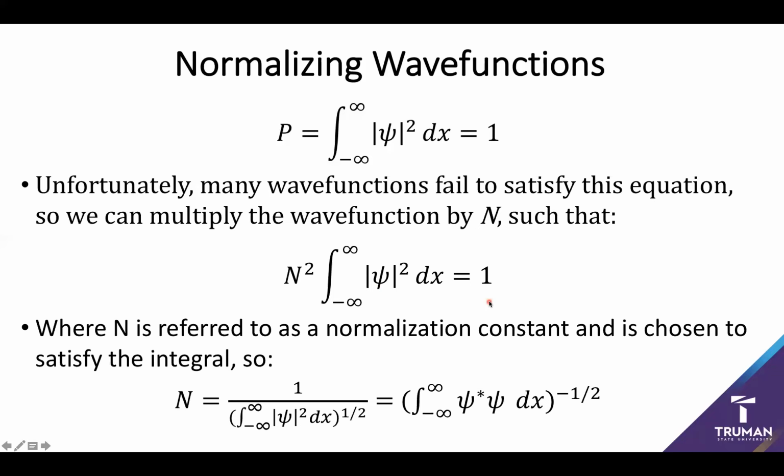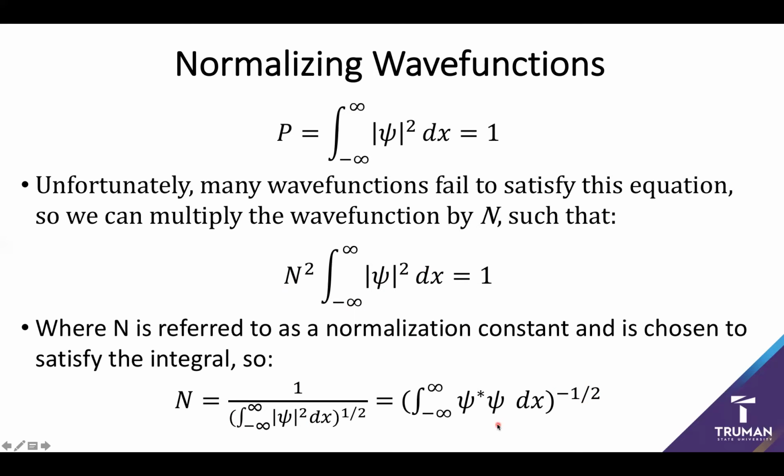This normalization constant actually does have a fairly easy equation for its solution. All we need to do is move our integral over to the other side of the equation, so divide it, and then take the square root of both sides. Because the square root of 1 is 1, what we get is n equals 1 over the square root of our integral over all space. Occasionally this is presented as just putting our exponent as negative 1/2 to illustrate that this expression is in the denominator.